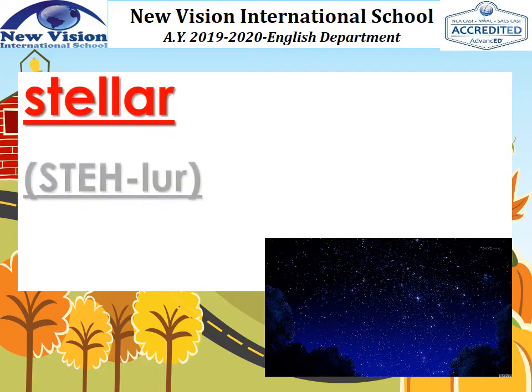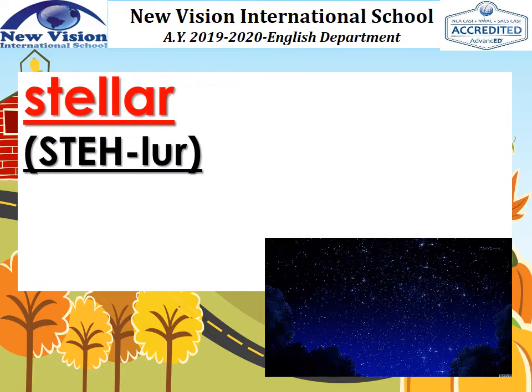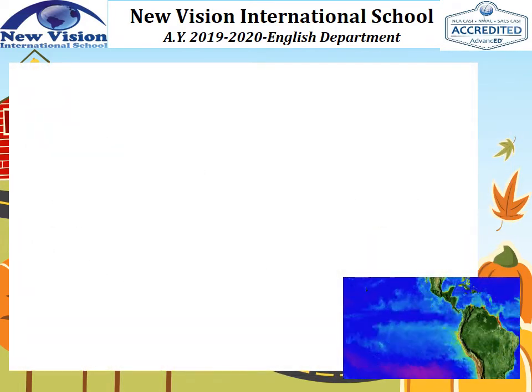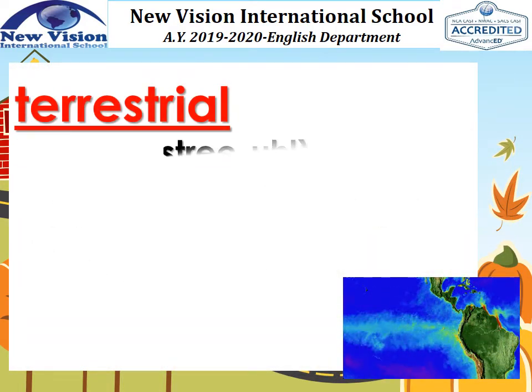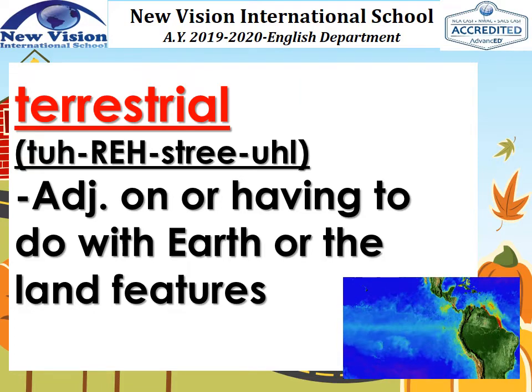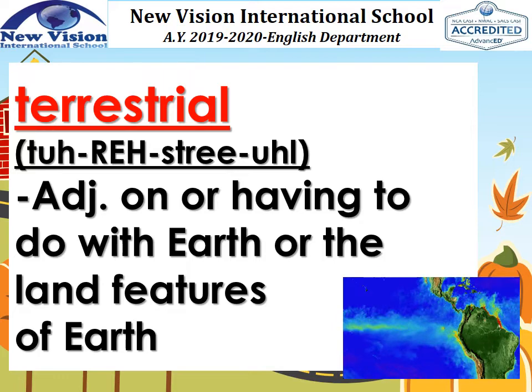The second word, we have the word stellar. Say, stellar. Great. This is an adjective which means relating to the stars. Say, stellar. Excellent. Alright, students, our next word, say, terrestrial. Once more, say, terrestrial. Excellent. Its part of speech is an adjective which means on or having to do with earth or the land features of earth. That's terrestrial.